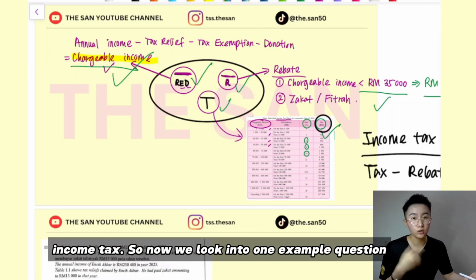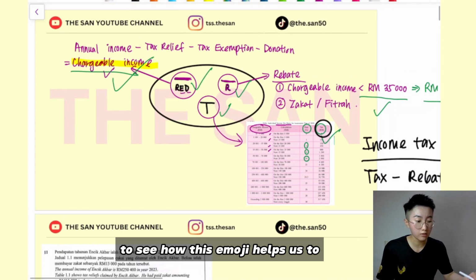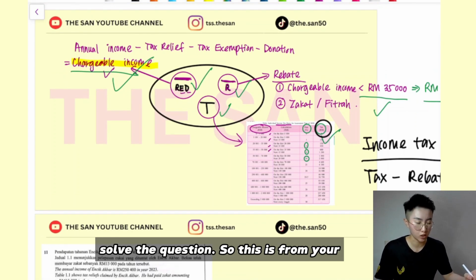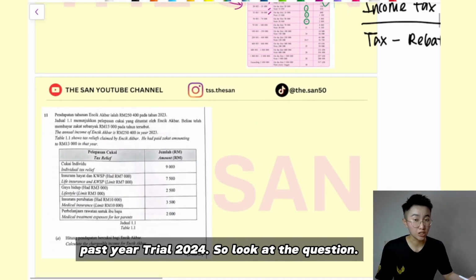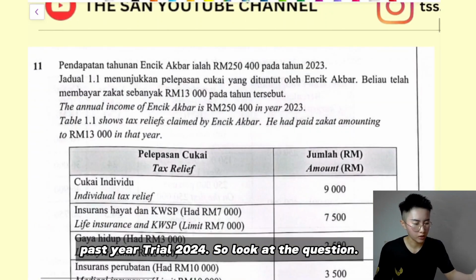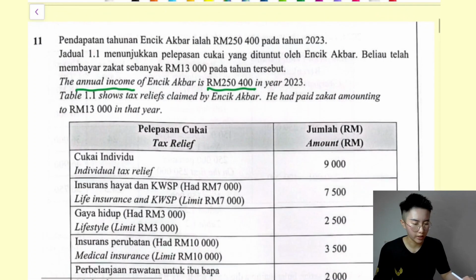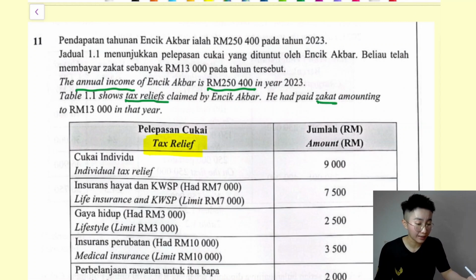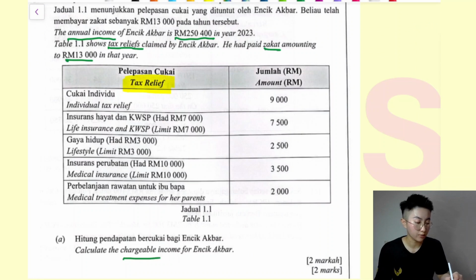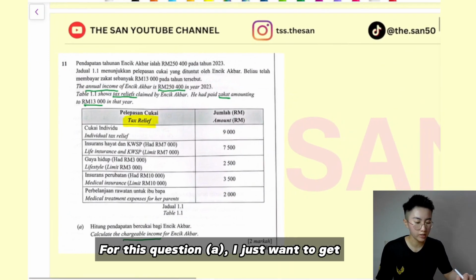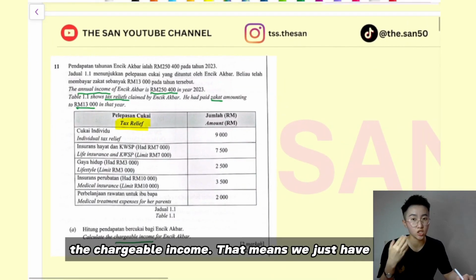Now we look into one example question to see how this emoji helps us solve the question. This is from your past year trial 2024. Look at the question. The annual income of Anjaba is this. The table below shows the tax relief claimed by Anjaba. He had paid zakat amounting to this in that year. Now calculate the chargeable income for Encik Abah. For this question A, I just want to get the chargeable income.